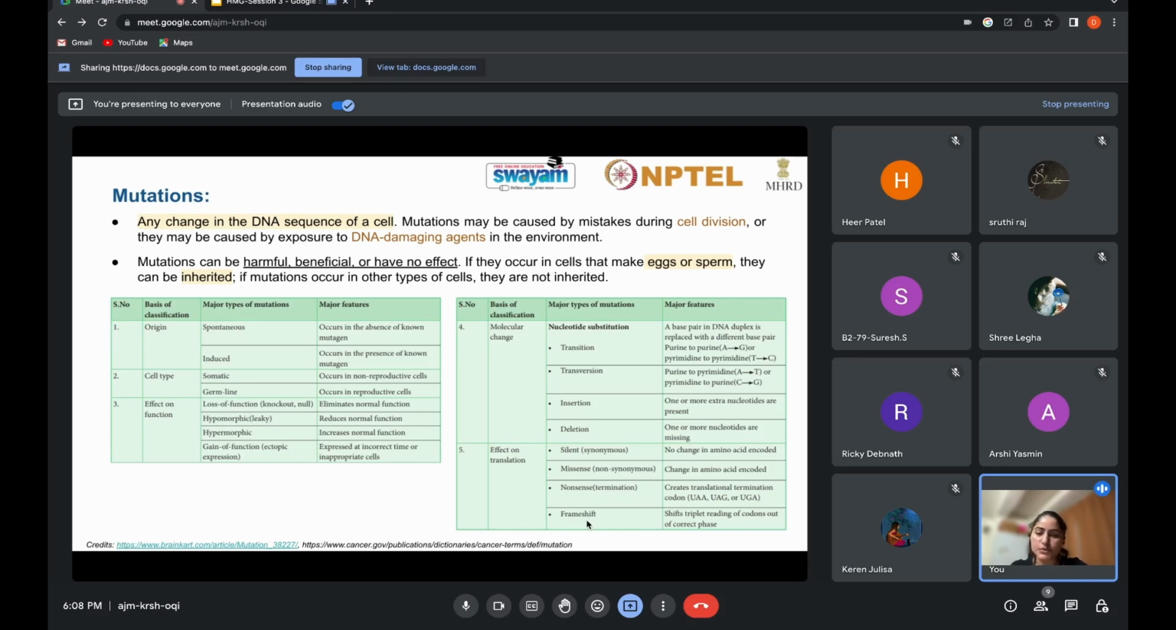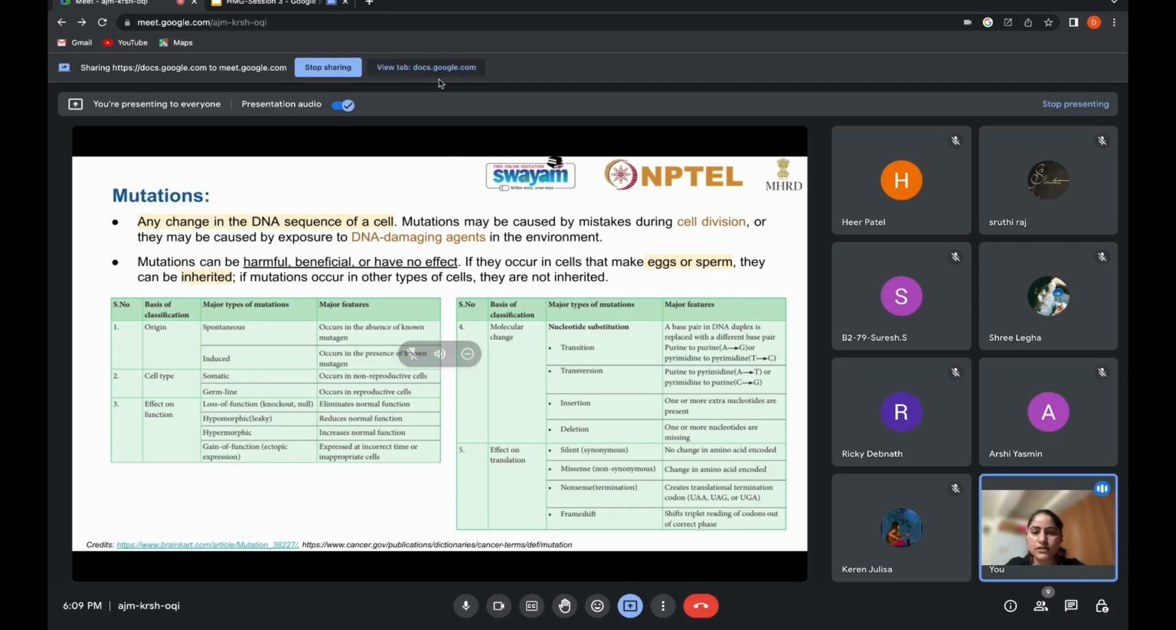Then comes frame shift mutations. Whenever this mutation occurs in the sequence, it changes the frame, because we know that whenever we convert the nucleotide sequence into amino acids, we take the triplet codons and make amino acids from them. So whenever the frame shift happens, the frame will be shifted towards the right, due to which different amino acids will be coded by the entire DNA sequence. So it shifts the triplet reading of codons out of the correct phase, meaning the phase in which it was earlier read.